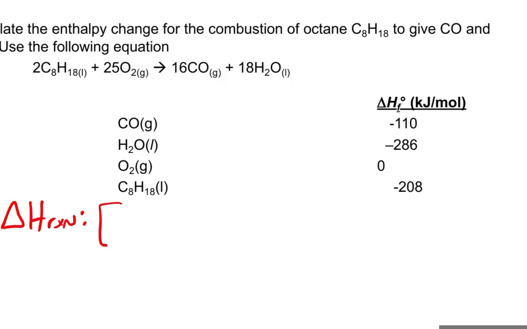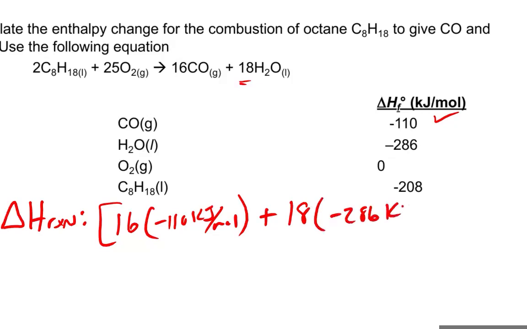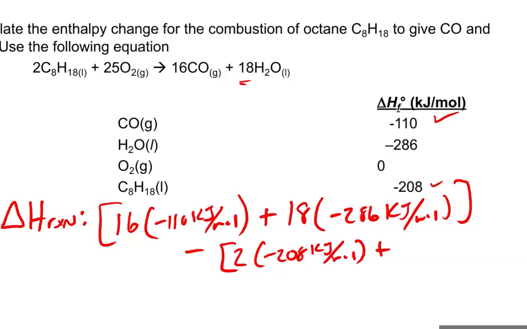So on our product side, we have 16 COs, again from the table, minus 110 kilojoules per mole. We will then add that to our other product, which is our water. We have 18 of those at minus 286. And again, that's going to take care of all of our products. Now our reactants. I'll just put it underneath to save a little room. We'll go 2 times our first one, which is negative 208 kilojoules per mole. We will then add it to our 25 oxygens, which are 0 kilojoules per mole.